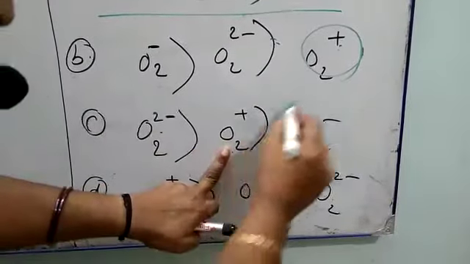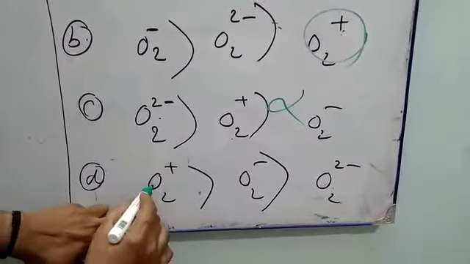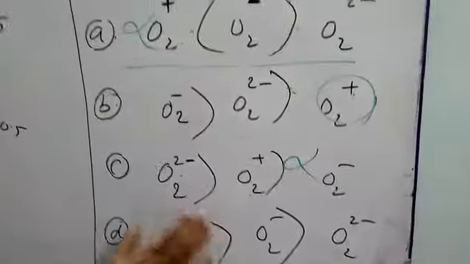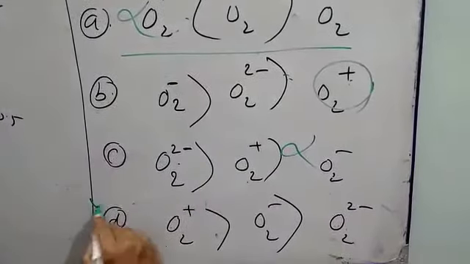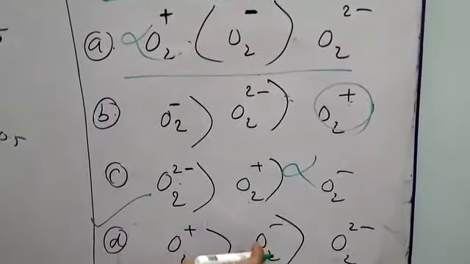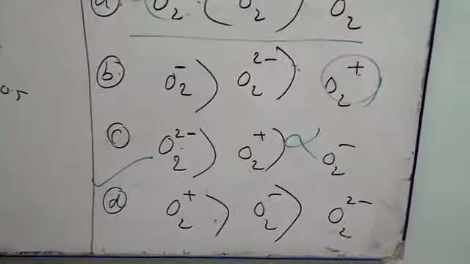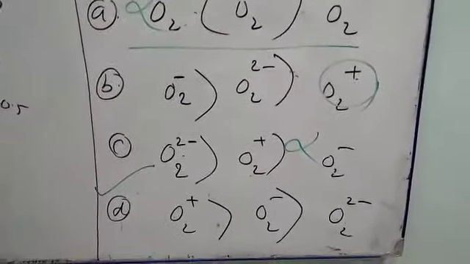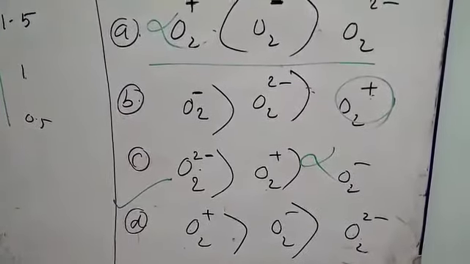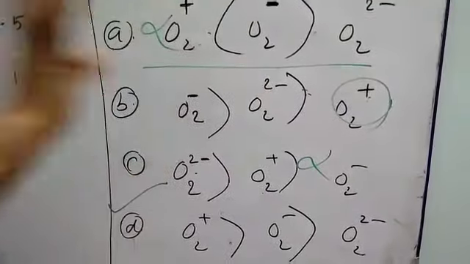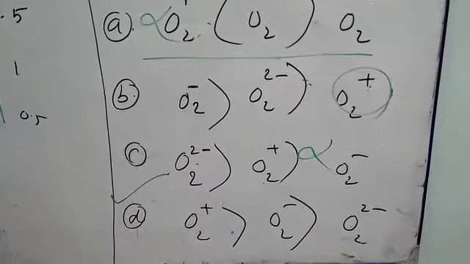Here also something is there, so it is also not correct. Here you see, children, O2 plus is highest only here, so this should be the answer. Verify it: O2 minus is 1.5, and the minimum is O2 2 minus. Don't confuse yourself with everything. Keep any one point in mind and apply it, and you can select the answer more easily.